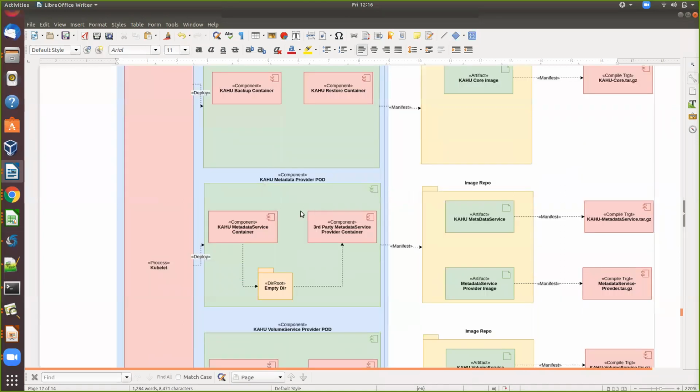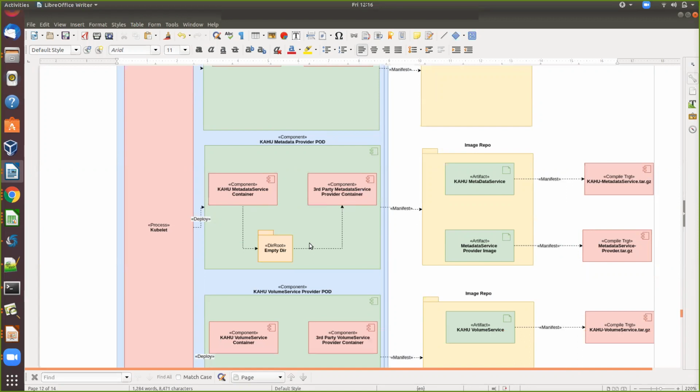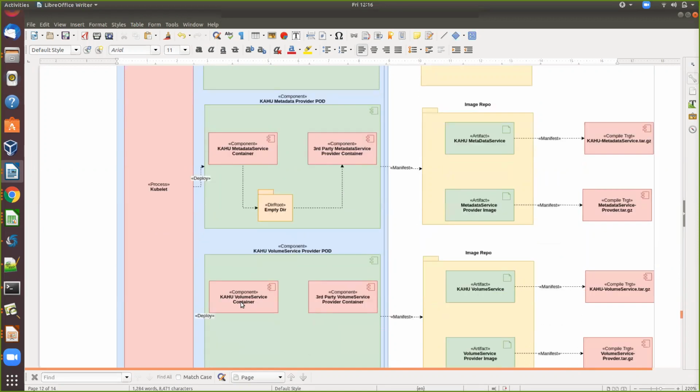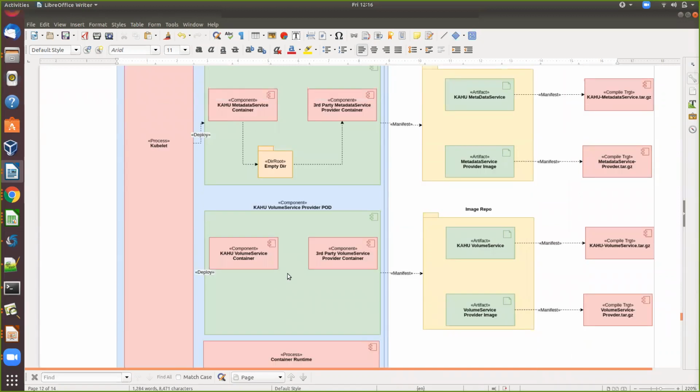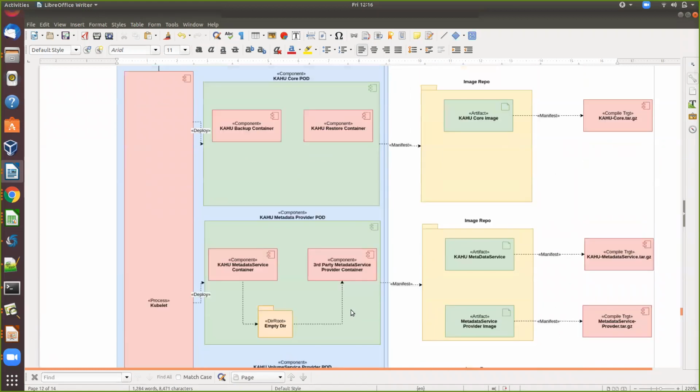And for the metadata, there should be a metadata service running along with some third-party help, so those two will be running as individual containers. Similarly for volume, there will be a Kaho sidecar running for the volume service, and a third-party sidecar which will help us connect to the storage backend and perform the actual volume operations. So this is one deployment on a single node. It's a reference deployment.